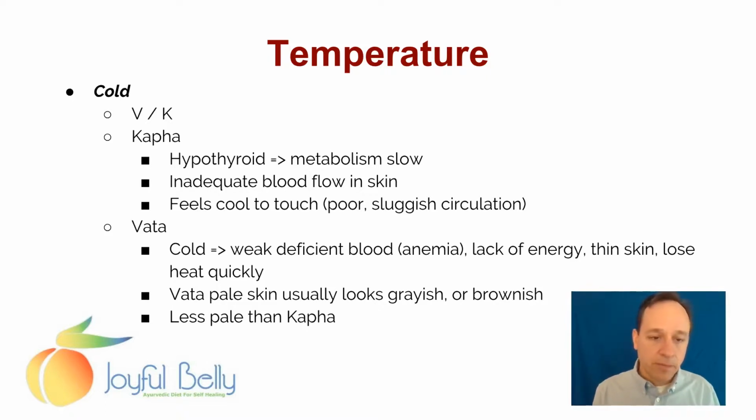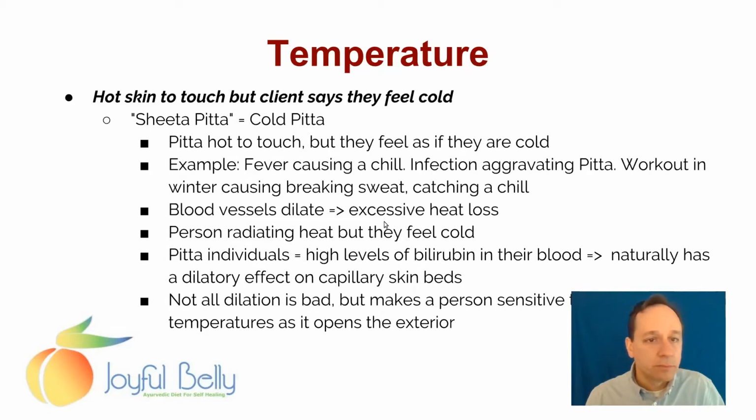And Vata, if a Vata person is cold, they'll have pale skin that looks either grayish or brownish, and usually a little less pale than Kapha. So when Kapha people have pale skin, it's usually a brighter pale, or a more whiter, shinier pale. When Vata people have pale skin, it looks a little grayish or brownish, and it's associated with cold.